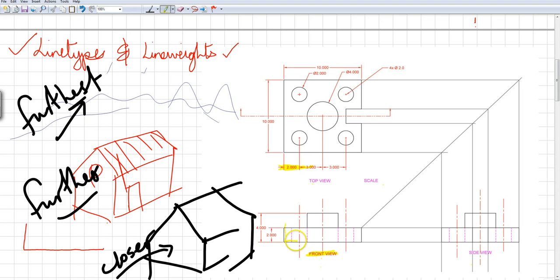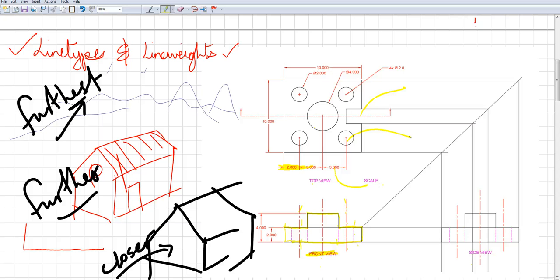Now my object lines are thicker than my hidden lines or even my center lines. Why? Because I want people to see my object lines more than my section lines or my dimension lines or my center lines. So this is where I would use varying line weights for different exercises and different objects. Okay? So again, as we go through more and more exercises, you might have a clearer understanding of where we would use different line weights.